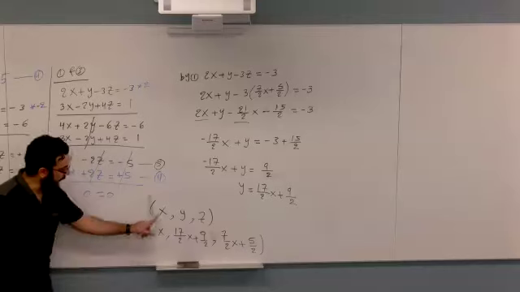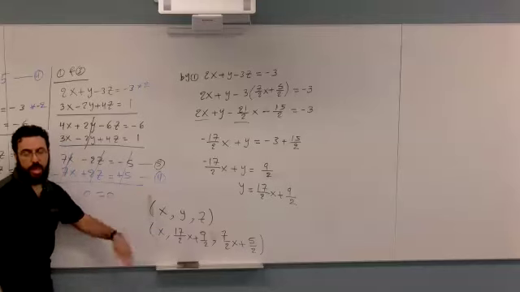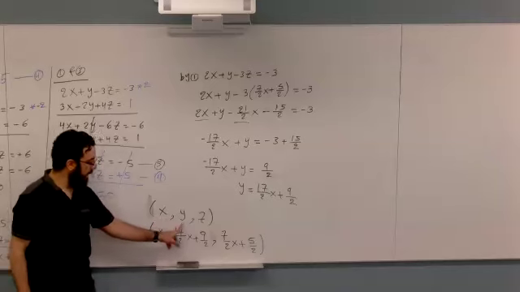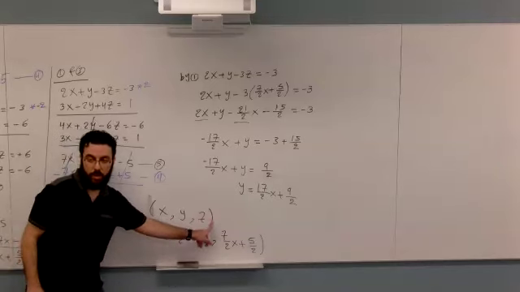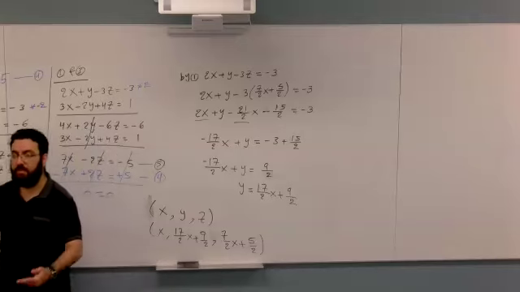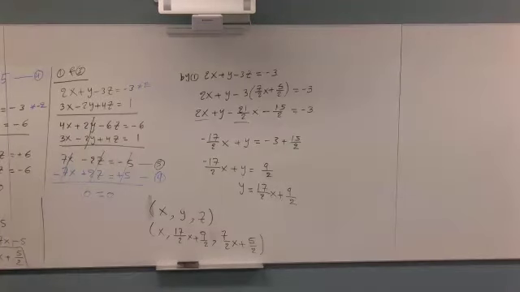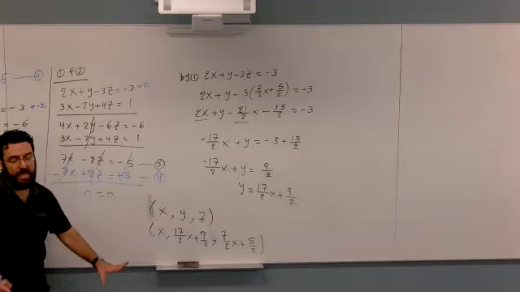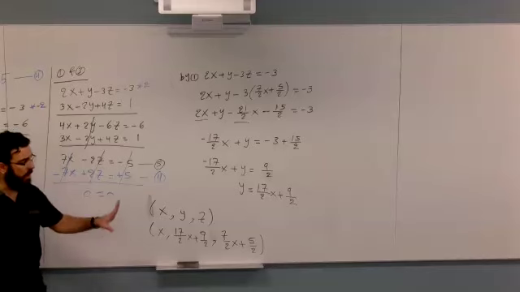Now here's the thing. X is the independent variable. Every time I choose the value of x, I'm going to get the value of y and the value of z. That's why we have an infinite number of solutions. It depends on which value of x you choose. There is a solution, an infinite number of solutions.